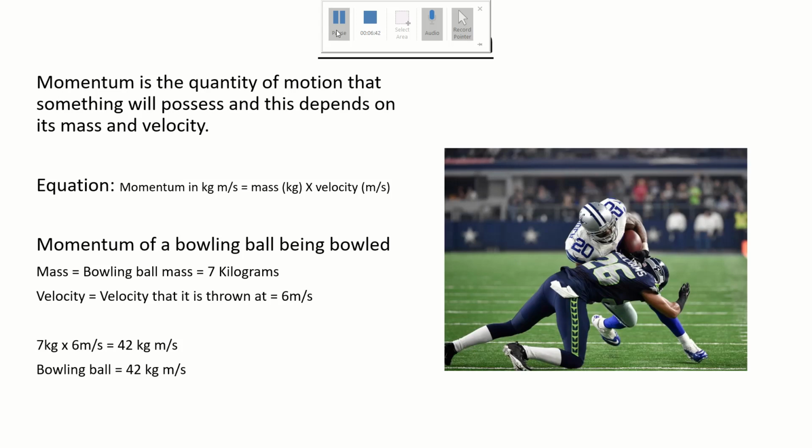If you were to have an example of that, it would be the momentum of a bowling ball being bowled. If the mass of the bowling ball is equal to 7 kilograms and the velocity that is being thrown at is 6 meters per second, you would have to work the equation as 7 kilograms times 6 meters per second, giving you a momentum behind the bowling ball of 42 kilograms per meter second.